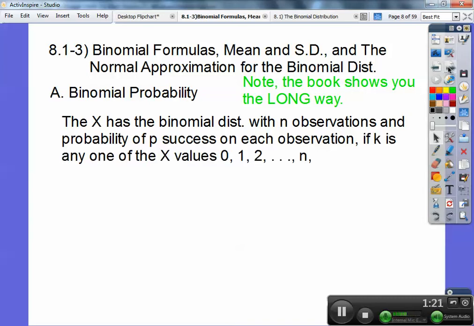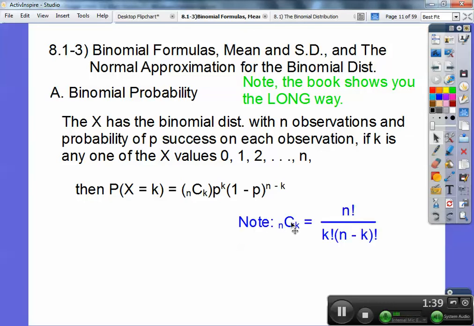So if k is any one of those x values, you know, any one of them, 0, 1, 2, all the way up to whatever, then the probability that x equals k is, it's just a formula, and this is different from the book. The book's really bad on this, you guys. And then this formula right here, this n choose k, remember this in Algebra 2, you guys? It was n factorial over k factorial and then n minus k factorial.